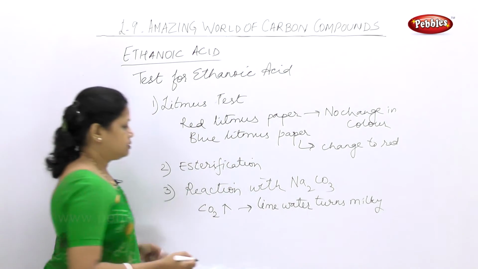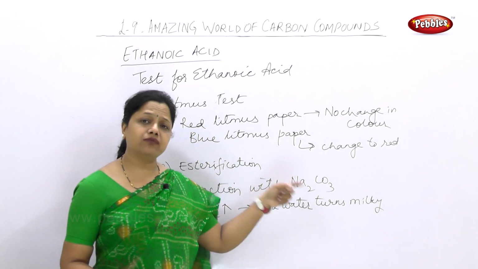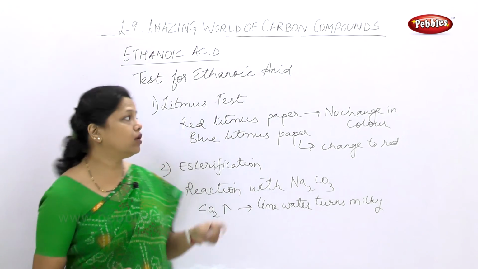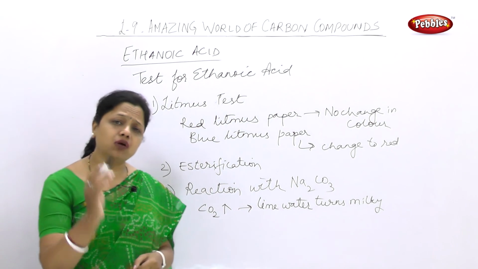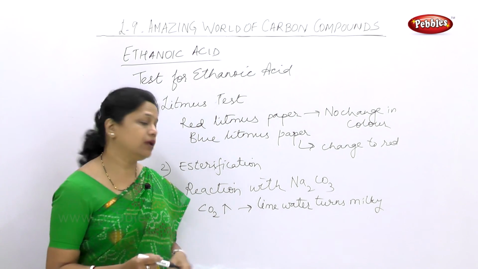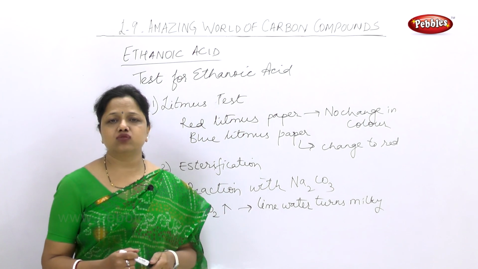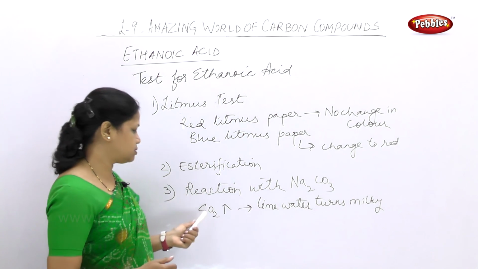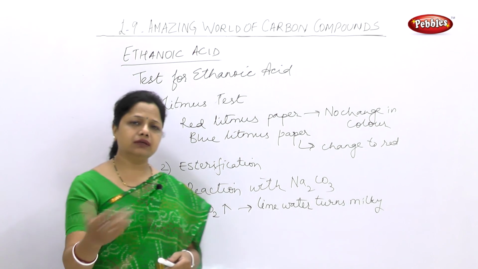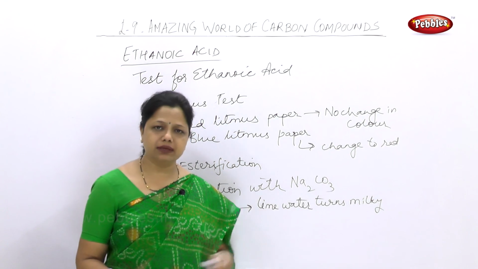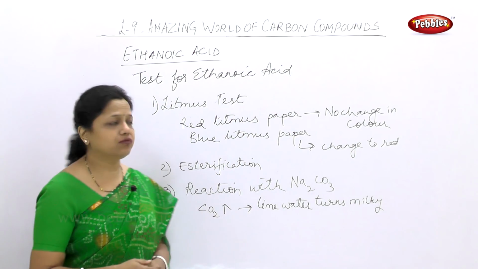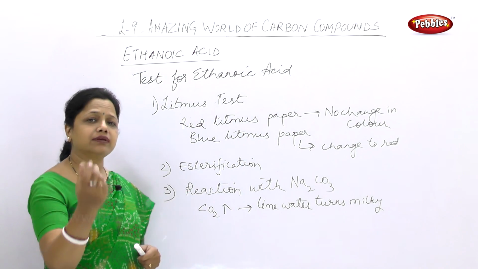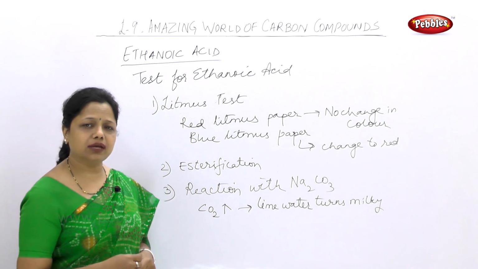This proves that the sample which was given was ethanoic acid, because ethanoic acid reacts with sodium carbonate, ethanol does not react with sodium carbonate, and it produces carbon dioxide which in turn turns lime water milky. These are the simple three tests which can identify whether a sample given to us is ethanoic acid or not.